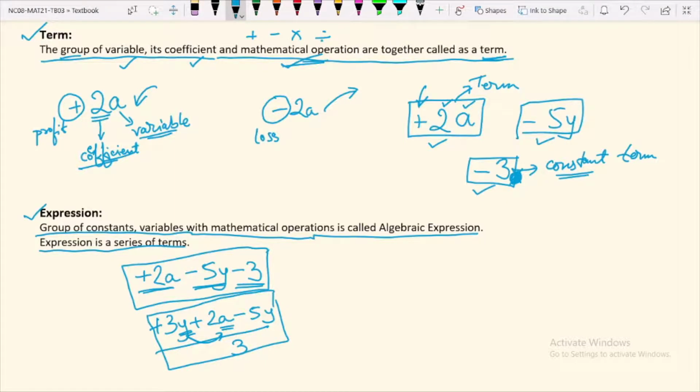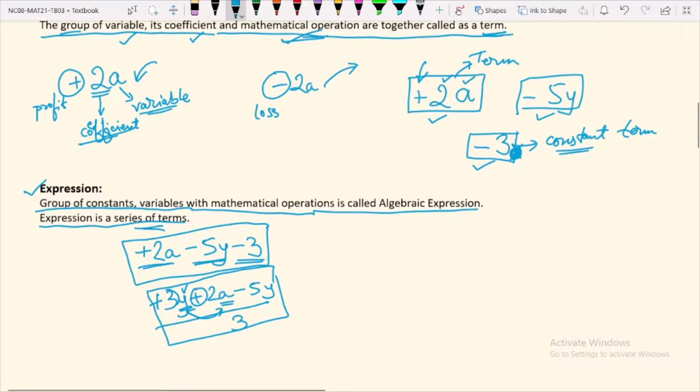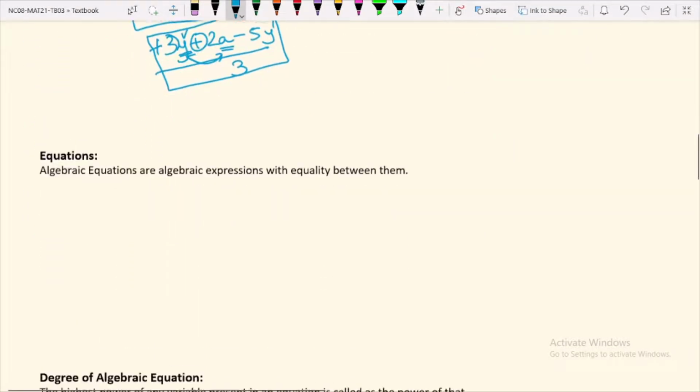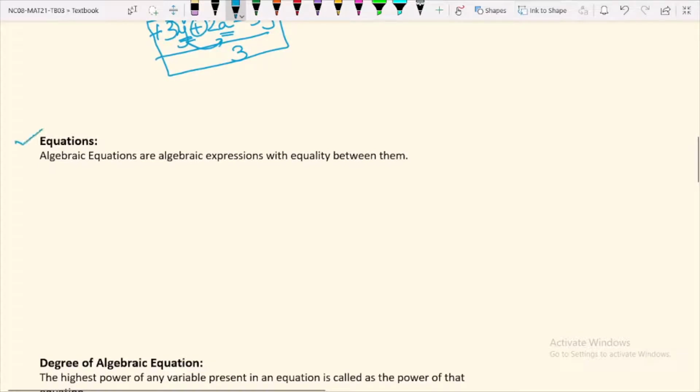This is also a mathematical expression, an algebraic expression. So expression is nothing but a group of constants, variables, and mathematical operations. It is a series of terms, one behind the other. So expression also we have understood. Next one is equations. The definition of equation is: algebraic equations are algebraic expressions with equality between them.